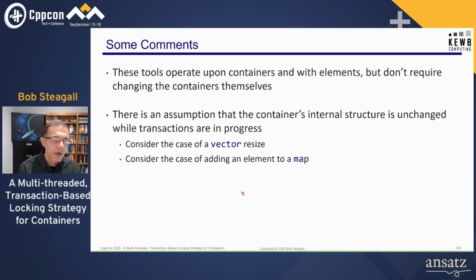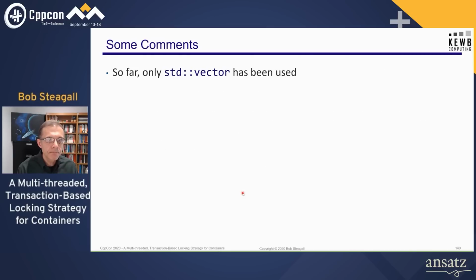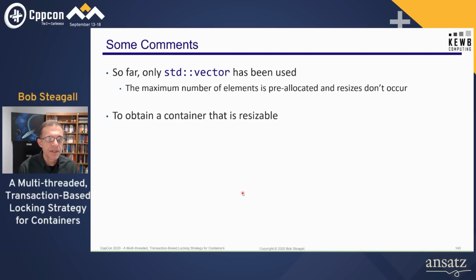Consider the case if you were trying to apply this to a map based on a hash table or a red-black tree: the relationship amongst nodes in those linked structures and how transactions would affect them. Could this be handled better by a per container shared mutex? I don't know. So far, I've only done these experiments with standard vector, and the number of elements is pre-allocated. The vector itself, in a sense, is static. There's no resizing.